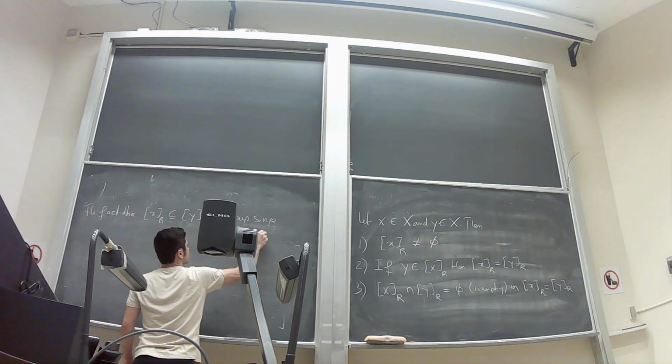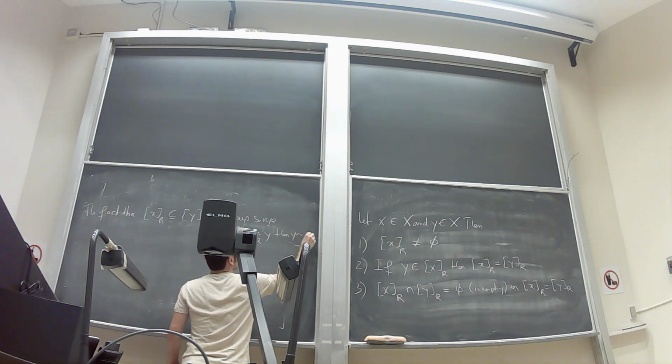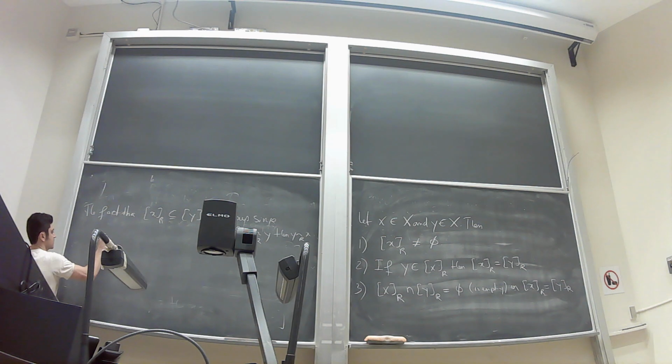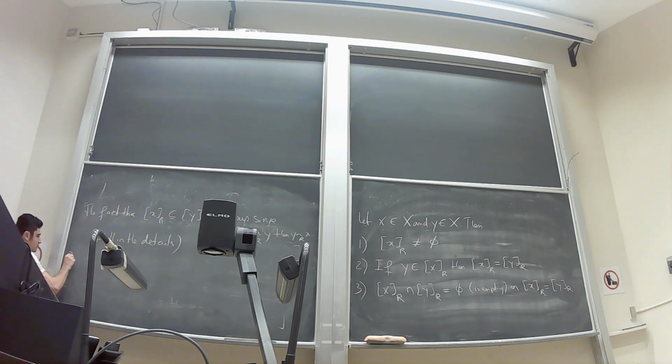Related to Y, and Y is related to X. Filling in the details is an exercise. Okay? So 2 is proved. Now let's prove 3.